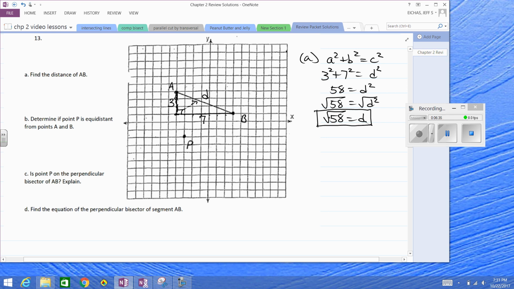Okay. Now, for B, there's a couple ways to do part B. For equidistant, the definition of perpendicular bisector is all the points that are equidistant from the endpoints.